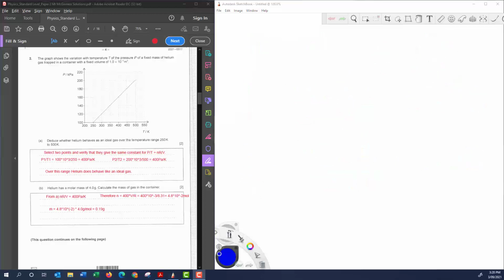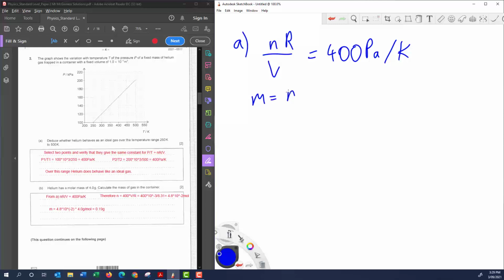Now, if we have a look at part B, from the calculations I've already done in part A, I know that nR over V is equal to 400 pascals per Kelvin. And they want me to calculate the mass of gas in the container. Now, to figure out the mass, if I know how many moles there are of helium, I can use the molar mass, because mass is equal to moles times molar mass. And my molar mass is just 4 grams per mole here. So that means my final answer will be in grams.